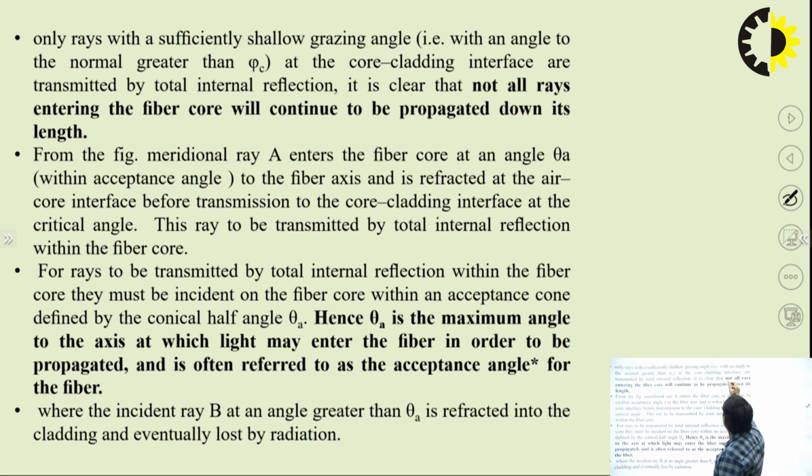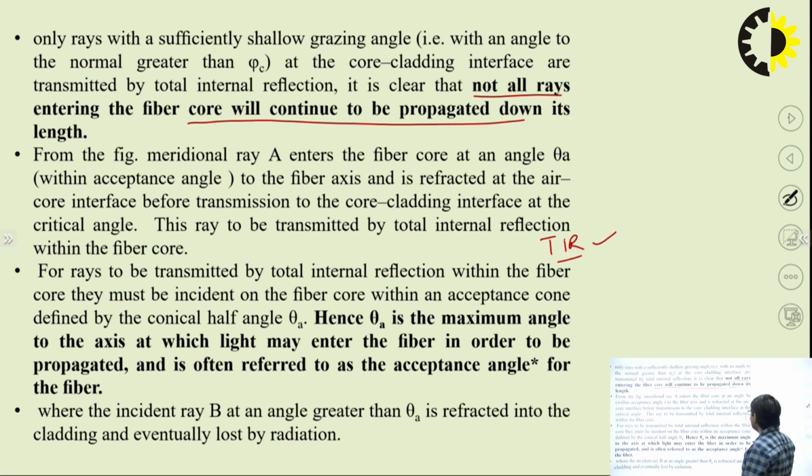Not all rays entering the fiber will continue to propagate. The required condition is TIR. Total internal reflection will occur only when the acceptance angle condition is satisfied. Here we can see that theta A, the acceptance angle, is the maximum angle to the axis at which light may enter the fiber in order to be propagated. Otherwise, light will enter the cladding and will eventually be lost in the form of heat or radiation.